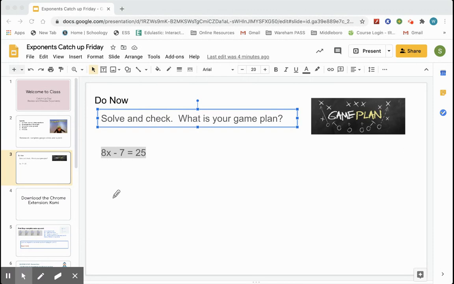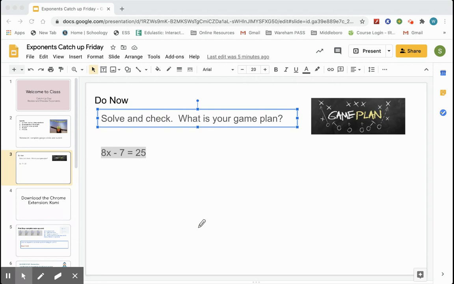So we have an 8x equals 32. So now I'm going to divide both sides by 8. And I get an answer that x equals 4.